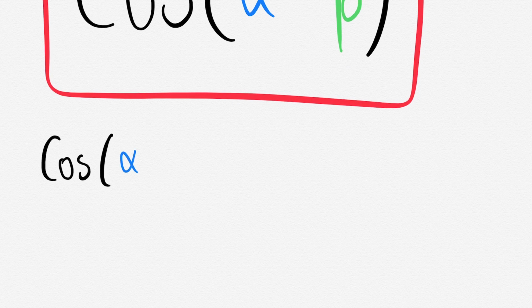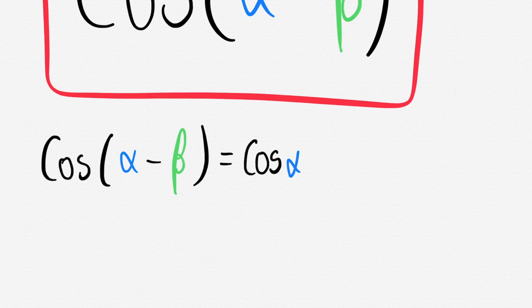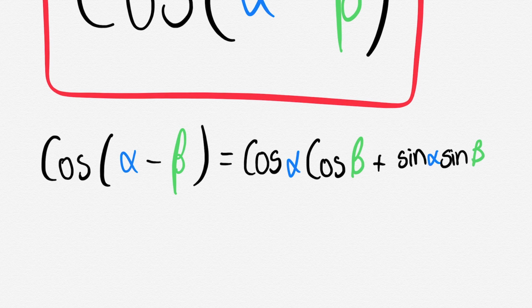And how do we write this? So we say cos of alpha minus beta equals your cos of alpha cos of beta plus your sine of alpha and your sine of beta. There we go. It's easy to see.